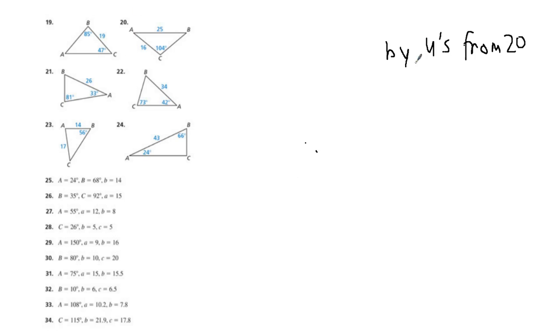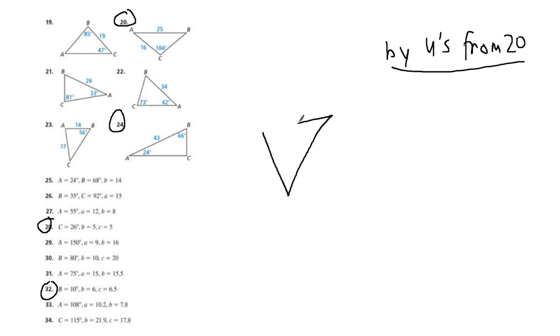So this is what I wrote down, just to say that we're going to be doing 20 plus 4 plus 4 plus 4. So we have this triangle right here. This is 25, and this is 16, and this is 104. I'm not going to redraw a triangle. That's just a mess.